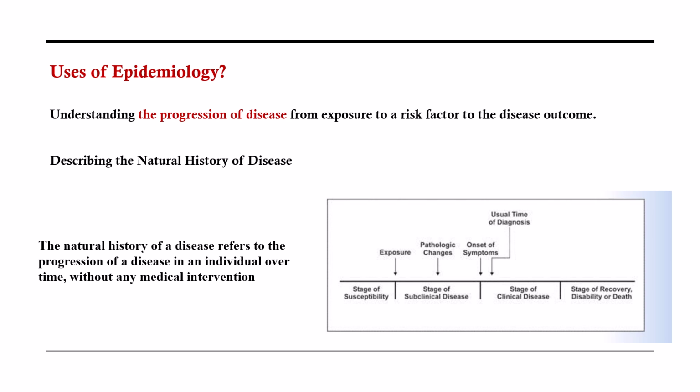When the person is not getting any intervention, the disease progresses from the stage of susceptibility to the stage of subclinical disease. Then it moves to the stage of clinical disease. Then it goes to late pathogenesis, that is the stage of recovery, disability or death.